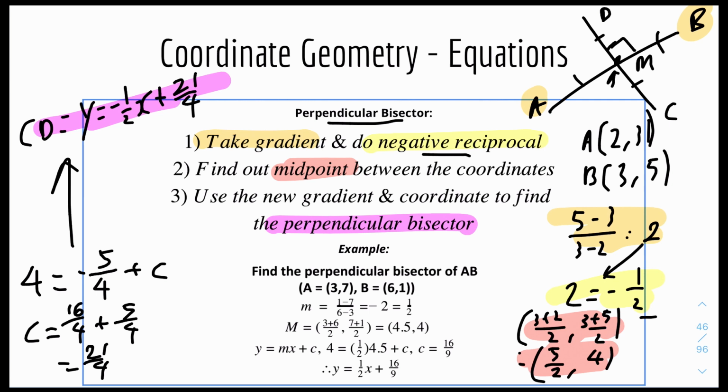So here we have an example, as I said just now, like A and B. You find the gradient of A and B and do negative reciprocal. And let's say if the gradient is minus 2, the negative reciprocal would be 1 over 2, because you reciprocal the minus 2 to get minus 1 over 2, and you add a negative sign, and the negative signs cancel each other out to get 1 over 2. Then find the midpoint of A and B to get 4.5 and 4, and use the gradient equation y equals mx plus c to find the new equation right here.